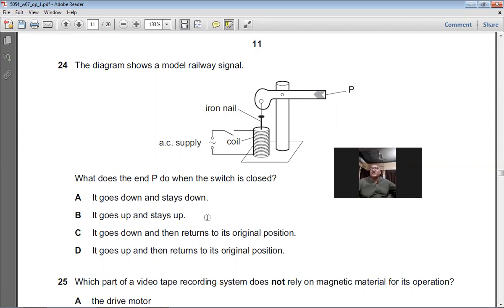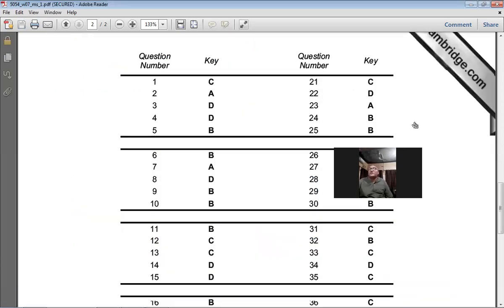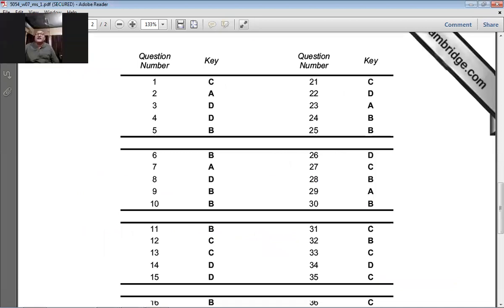So what does the end P do when the switch is closed? It goes down and stays down. No, it goes up and stays up. Yeah, because this is alternating current here, the north and the south will also be alternating. The polarity of this electromagnet will be continuously changing. But because this is a nail, whether here you have the North Pole or the South Pole, the nail will always be attracted. So it will always be moved downward and the P will stay up. It goes down and then returns to its original position. That's wrong. It goes up and then returns to its original position. No. So I think B is the right choice. Question number 24, B is the right option.